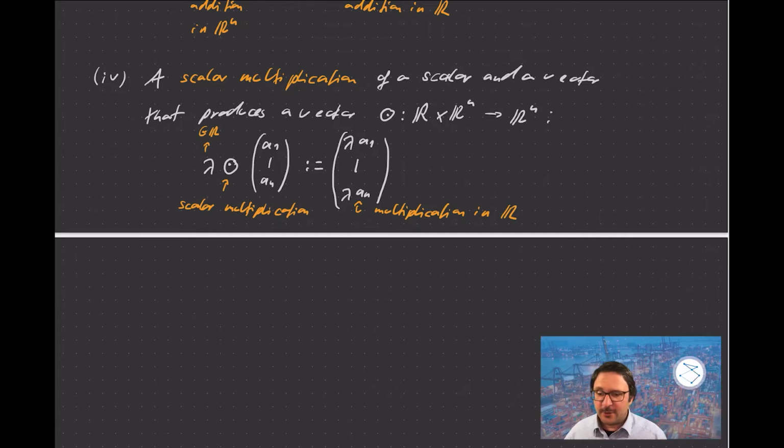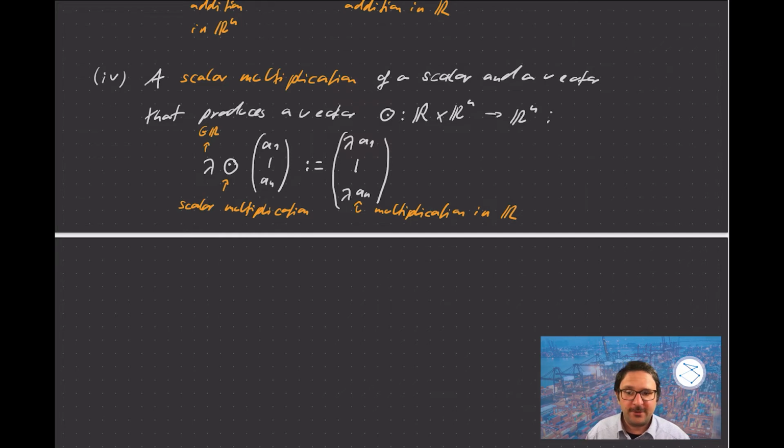Okay, so basically that is what we need for a vector space. A vector space like R to the n is constituted by the set of vectors and these two operations: an addition for the vectors, which produces another vector, and a scalar multiplication between a scalar, a real number, and a vector, and the result of that is again a vector.